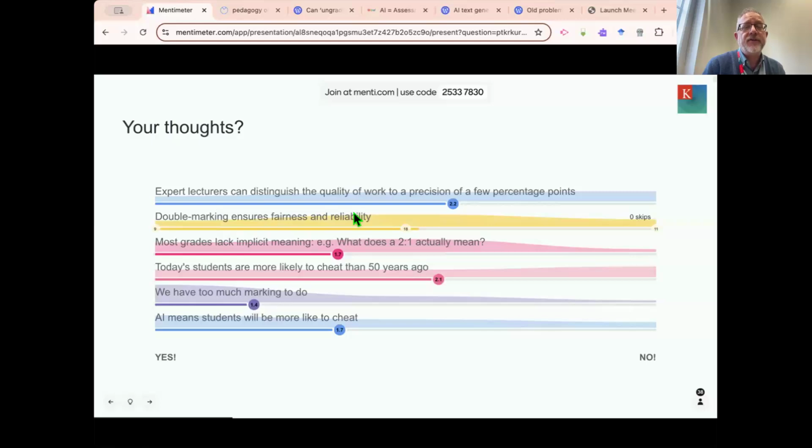People will say, yes, double marking ensures fairness and reliability. Other people will say it doesn't. Where it's not double blind, for example, you find that junior academics, GTAs, who often do double marking, will simply be looking to the more senior colleague for the steer. And surprise, surprise, their percent grade will marry up.